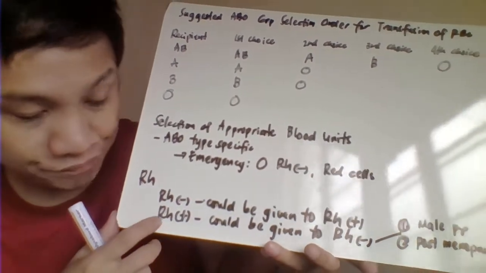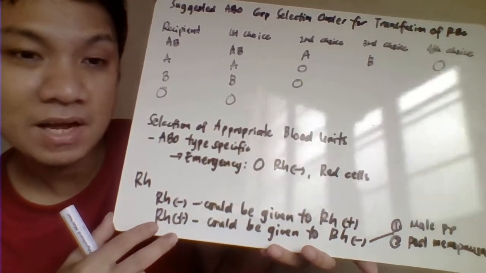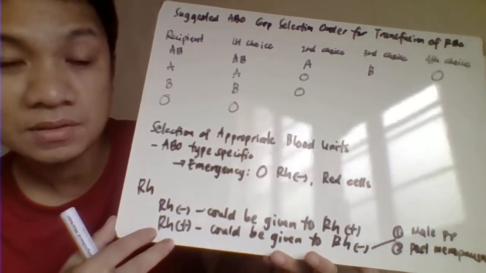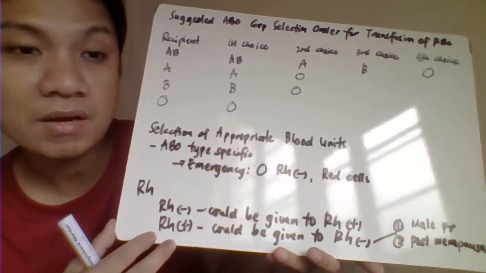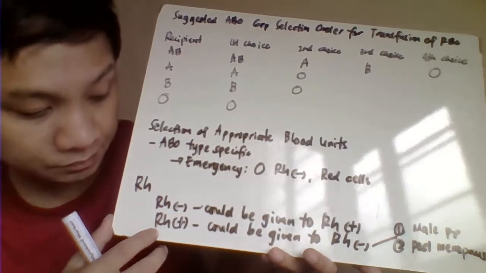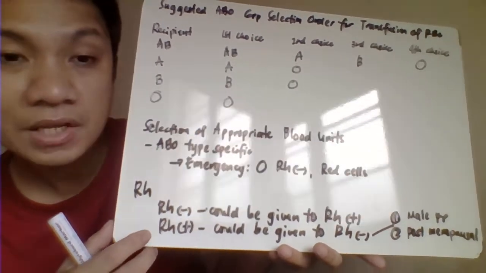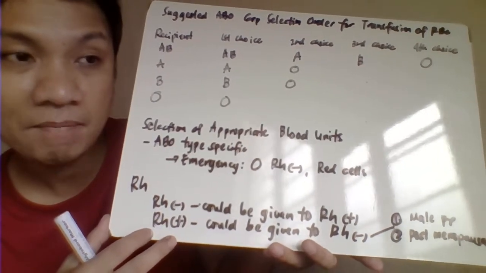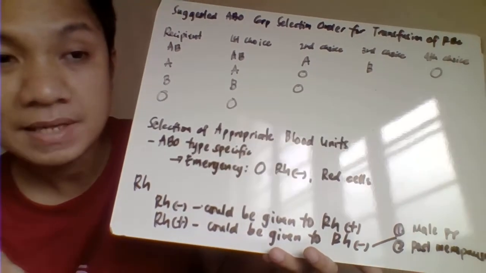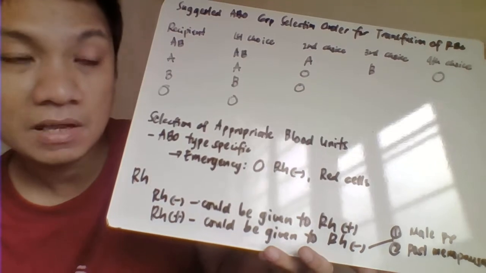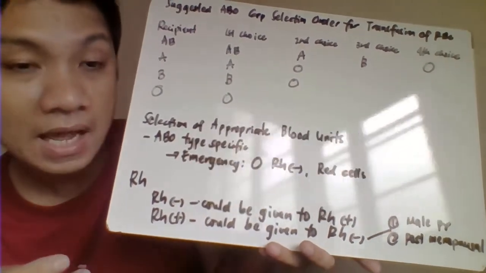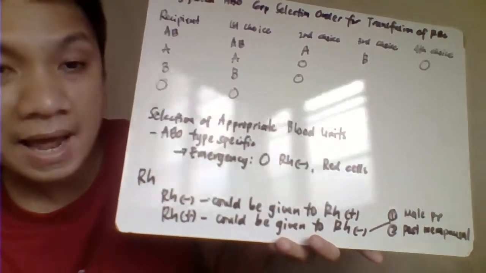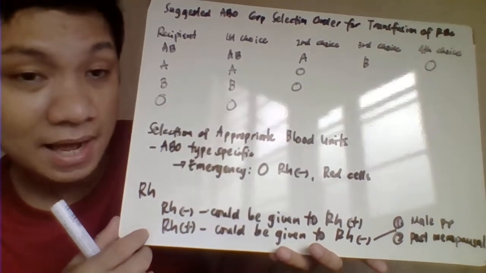Okay, so usually kasi pag negative ang ating patient, dapat binibigyan mo siya ng Rh negative para hindi siya ma-expose, and therefore preventing the development of your anti-RhD antibody. But in the extreme condition, pwede kang magbigay ng Rh positive na blood to your recipient even if the recipient is Rh negative, provided that number one, your recipient is lalaki, hindi naman siya magkaanak, di ba?